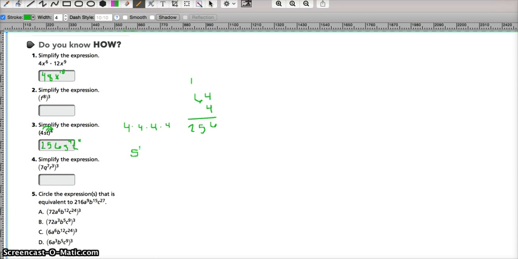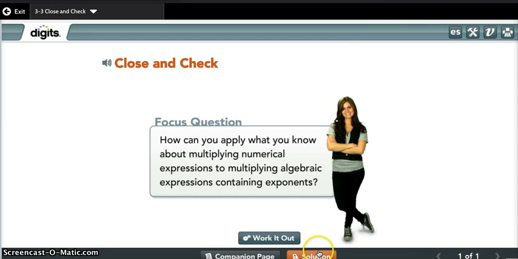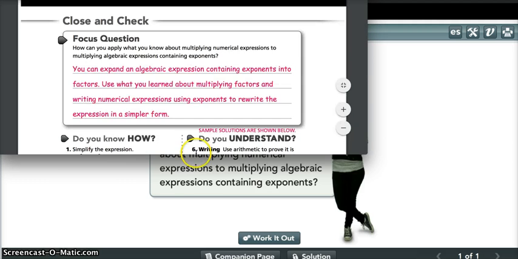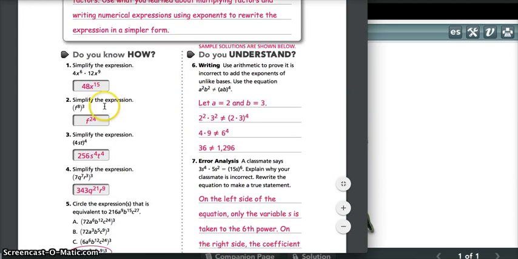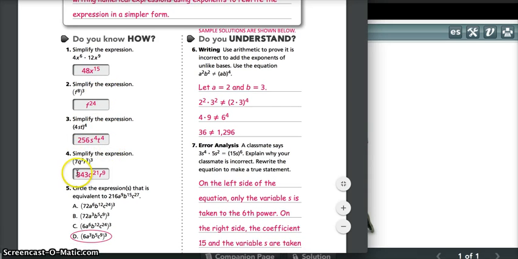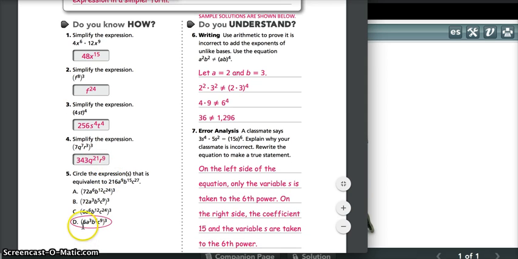All right, let me pull up those answers for you. Okay, number 2 was f to the 24th power. Number 4 was 343 q to the 21st r to the 9th. And D was the correct answer for 5. If you distribute that 3 into all of those numbers, you would get this expression up here.